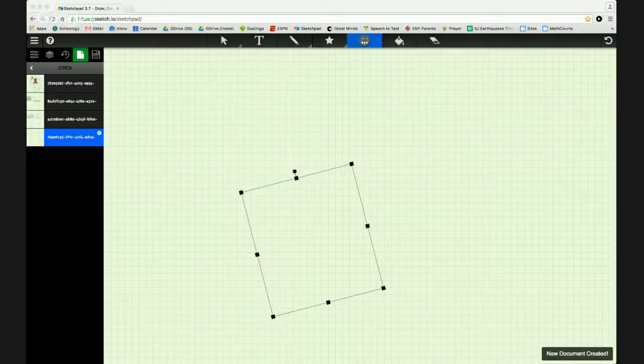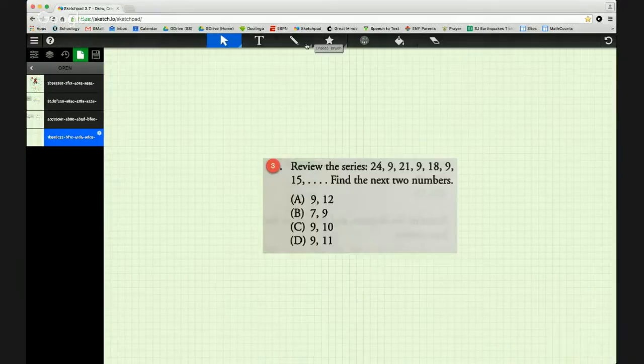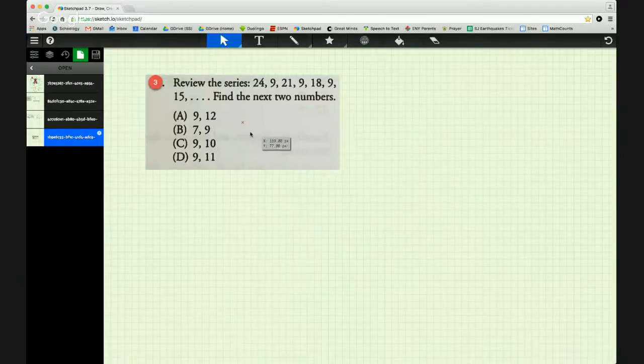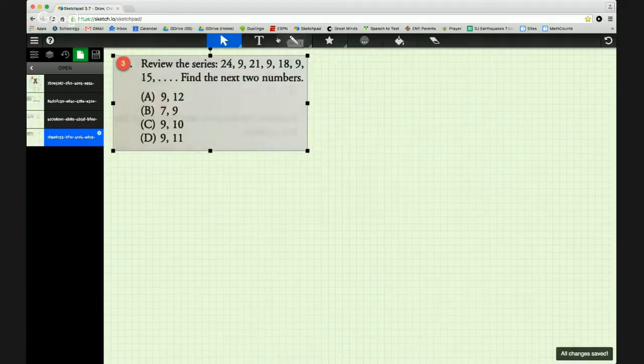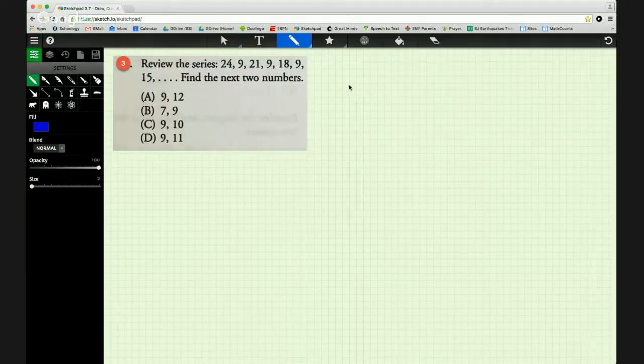We have got a new problem, and it is the series problem. So I'm just going to rewrite this series here: 24, 9, 21, 9, 18, 9, 15, and they want to know what the next two numbers are.